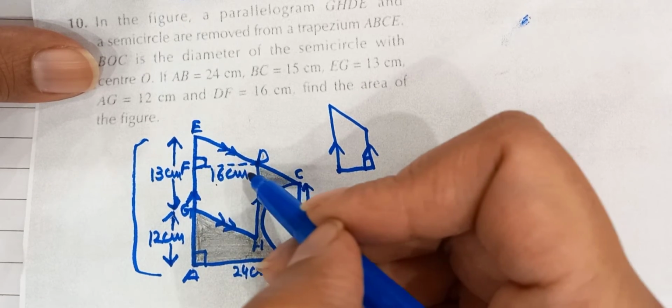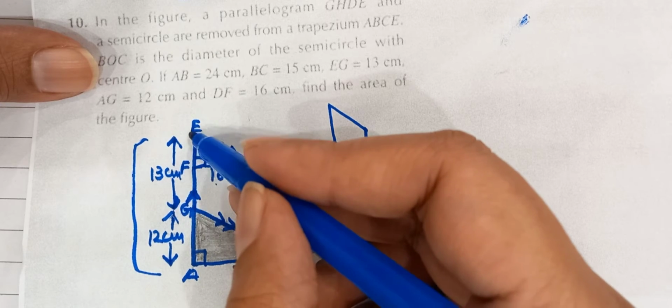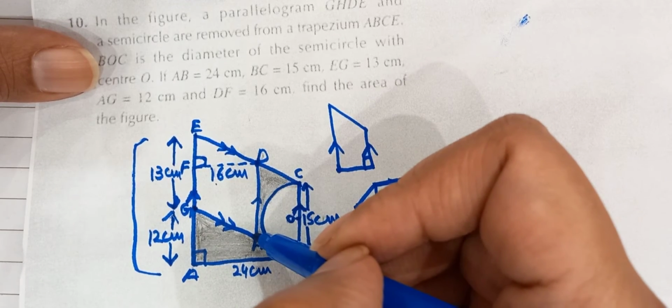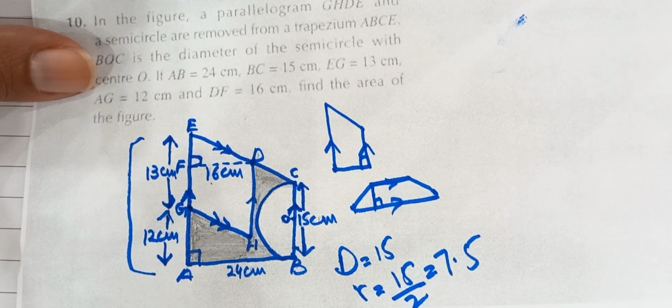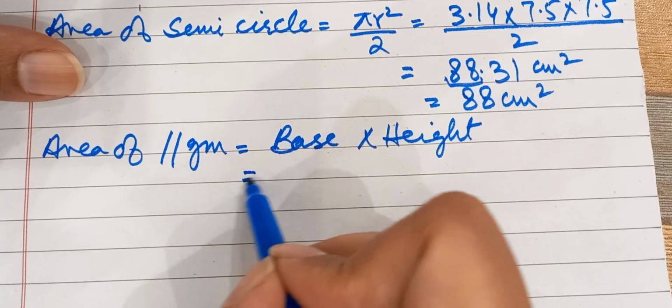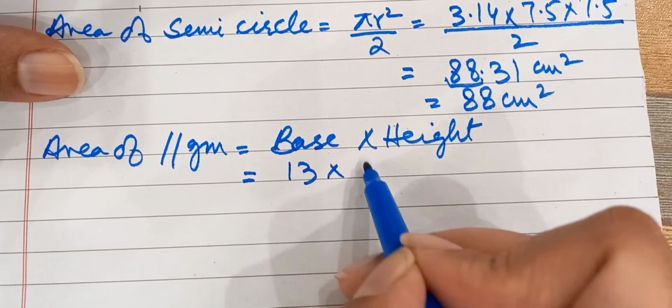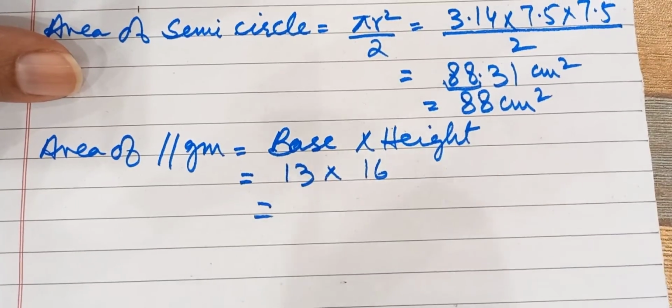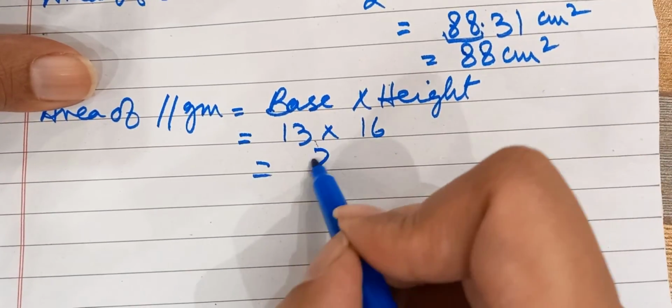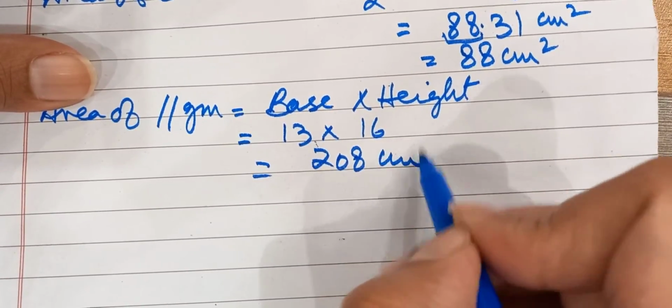Height is given, and this base is 13. From here to here it's 13. If this is 13, this is also 13. So for the area of the parallelogram, base is 13 and height is 16. When I do my maths, I'll get the result, which is 208 centimeters square.